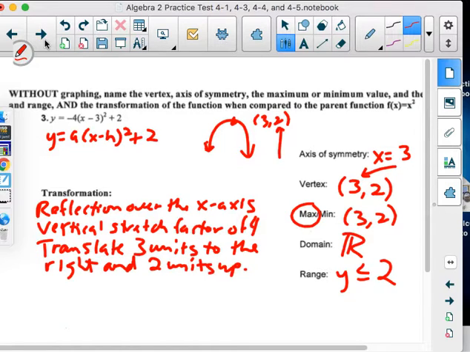So all the numbers have been explained. Reflection over the x-axis took care of the negative. Vertical stretch factor of 4 took care of the 4. Translate 3 units to the right. There's our opposite of our x minus 3. And then 2 units up because k is perfectly normal. And that took care of all of the transformations that we needed to talk about for problem number 3.